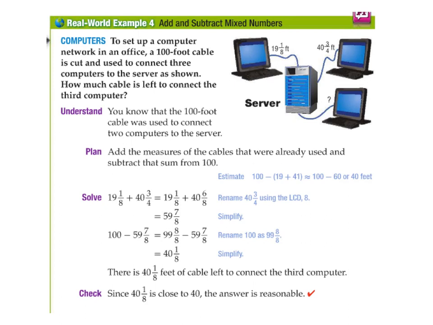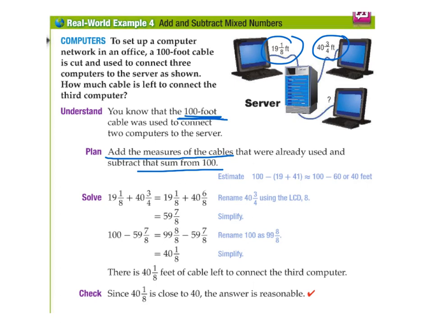So we understand that we've got a 100-foot cable, and we're using it to connect the computer servers. These are some of the things you might actually write down in your notes. So you might actually write down that there's 100 feet of cable total, and you might write down these 2 numbers. And we know that we're going to add those measures that were already used and then subtract that sum from 100. That's a good plan.